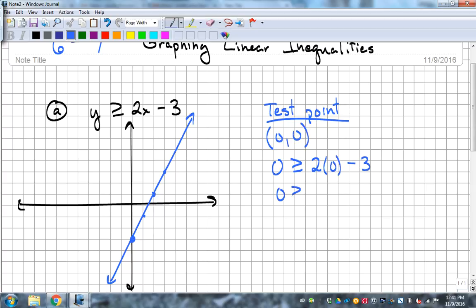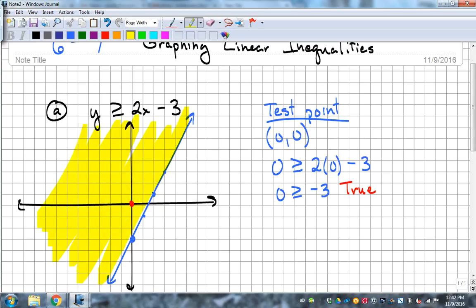So it's 0 greater than or equal to -3. Is that true or false? It's true. 0 is greater than -3, because 2 times 0 cancels out, so we just have 0 is greater than or equal to -3. That's a true statement. 0, 0 is right there. If it's true, we're going to shade the side that 0, 0 is on. So we're going to do some shading here.